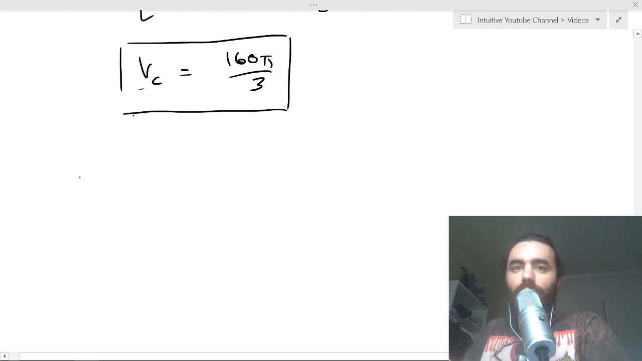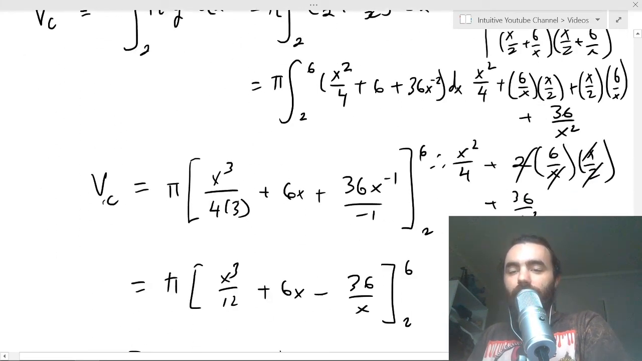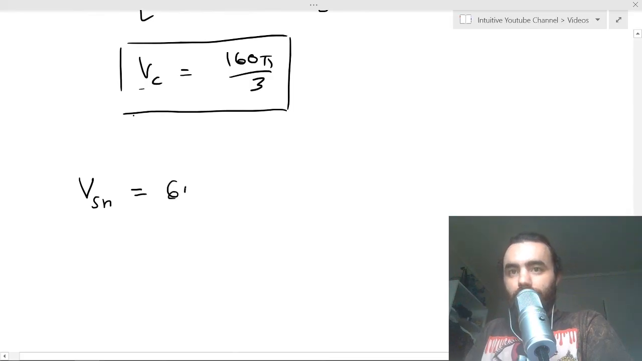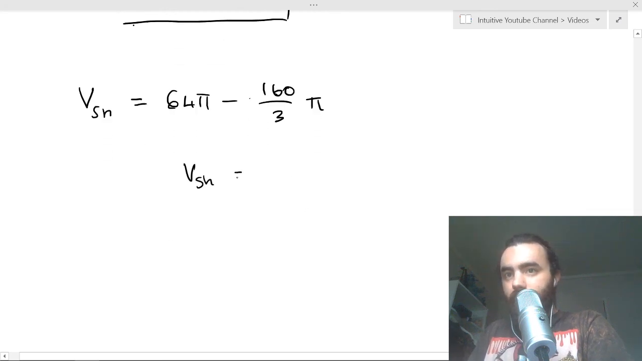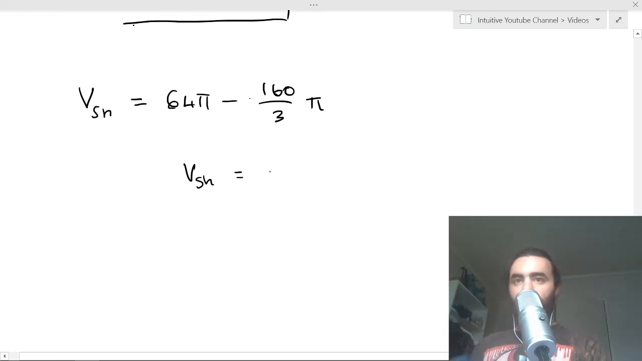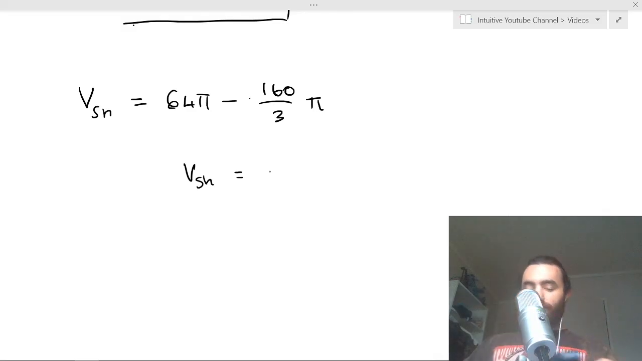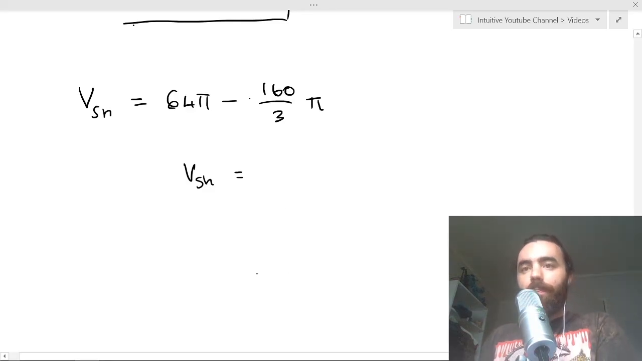Therefore, finally, we can find the volume of the shaded region, which is the volume under the line, which was 64 pi, minus the volume under the rotated curve about the x-axis, which is this. And that equals, 64 minus 160 over 3, which is 32 over 3 pi.